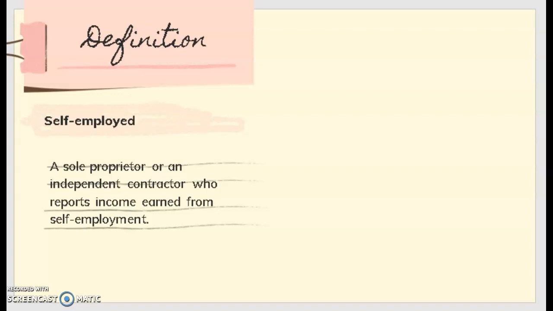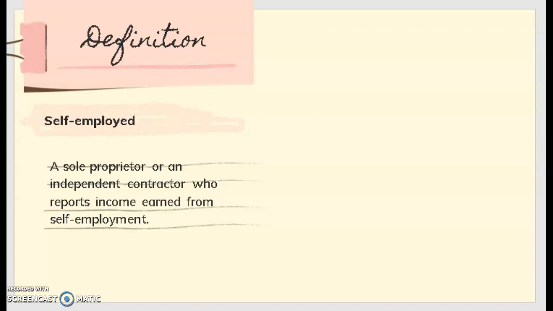Self-employed. Who are self-employed individuals? This refers to a sole proprietor or an independent contractor who reports income earned from self-employment. He or she controls whom he or she works for, how the work is done, and when it is done. So it includes those hired under a contract of service or job order and professionals whose income is derived purely from the practice of profession and not under an employer-employee relationship.